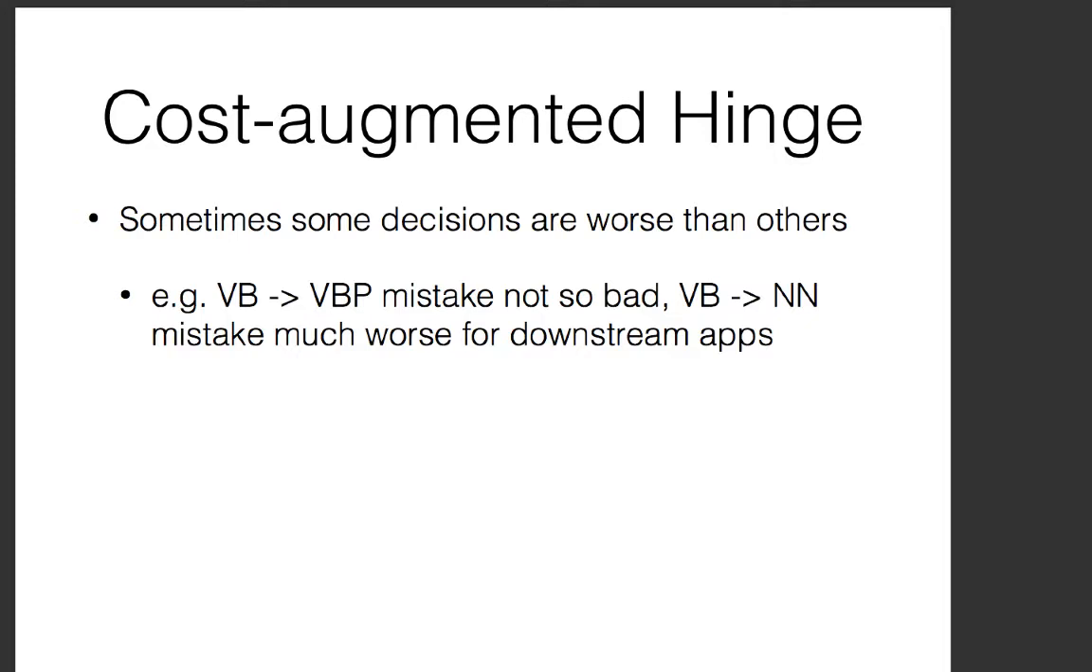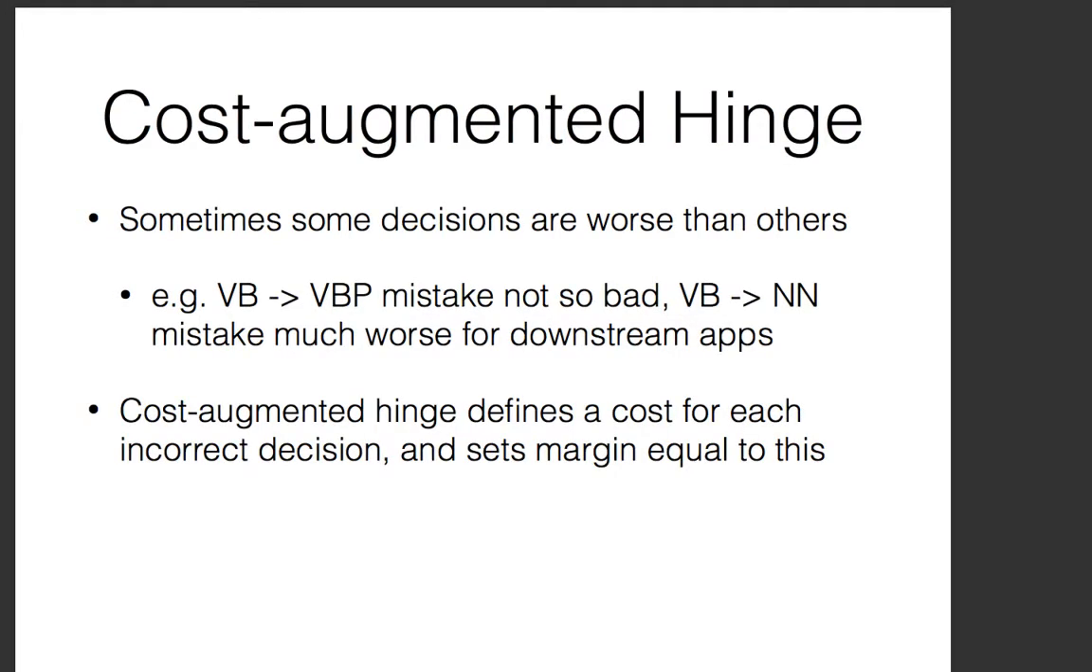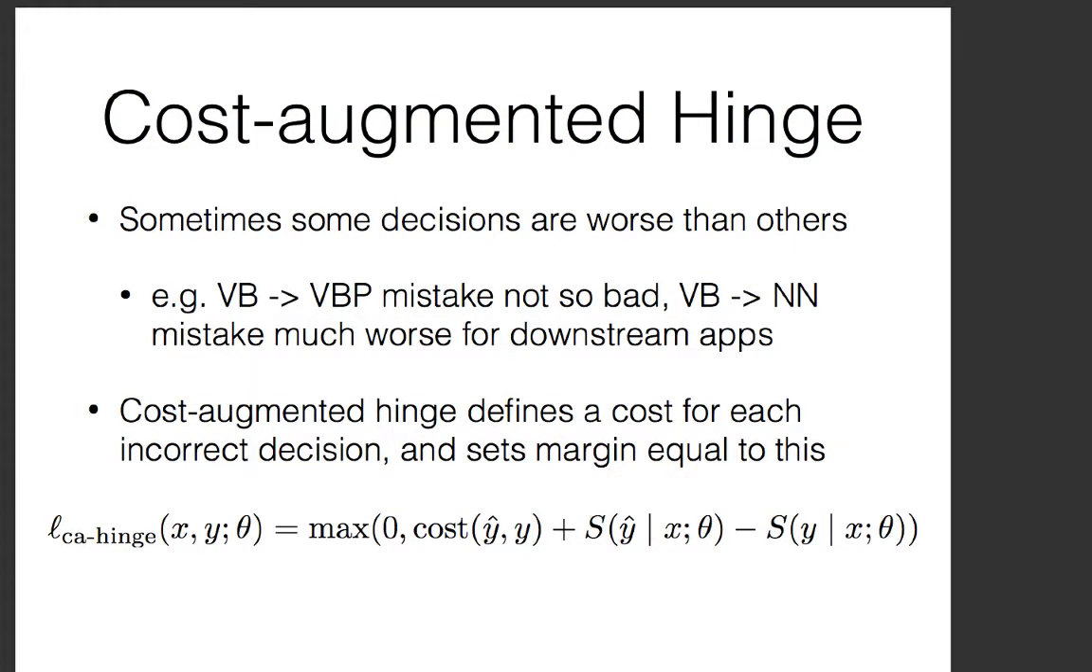So mistaking a verb into another verb is not so bad. It won't break the entire structure of your downstream applications. But mistaking a verb into a noun is really bad. This will completely break things if you try to do things downstream. So the idea here is that the cost-augmented hinge defines a cost for each incorrect decision and increases the margin for mistakes that are really, really bad. So we define a cost between y hat and y, and we add that to our score.